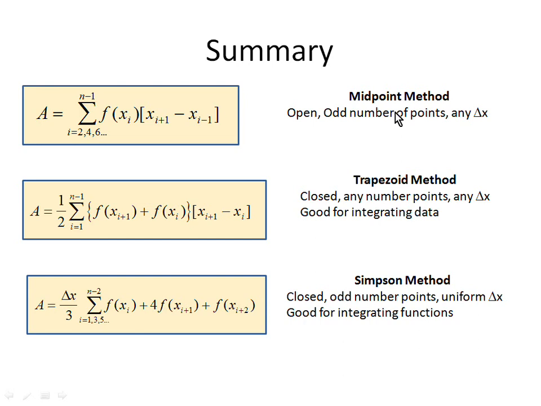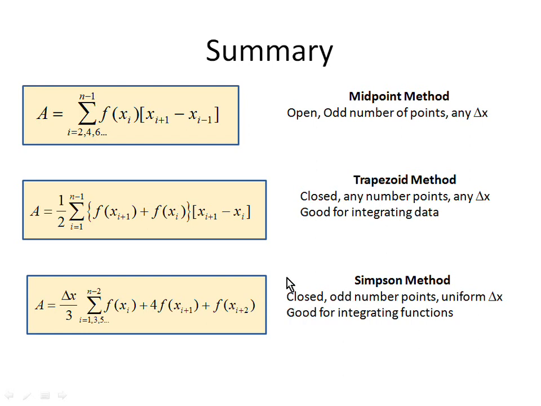So the midpoint method is open. It requires an odd number of points, and it'll work for any delta x. The trapezoid is a closed method, any number of points and any delta x. And because of this, it's good for integrating data, because when we want to integrate data, we're going to know the value at the endpoints. We may have an odd number or an even number of points, but the trapezoid method doesn't really matter. And the value of delta x may vary, but the trapezoid method allows for this.